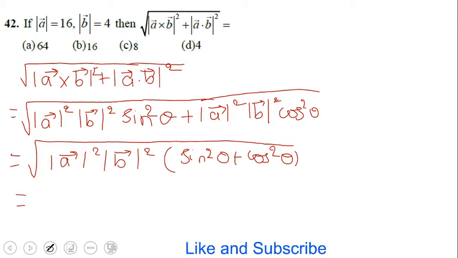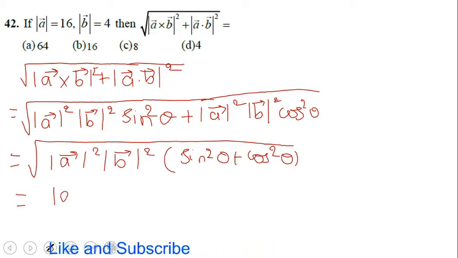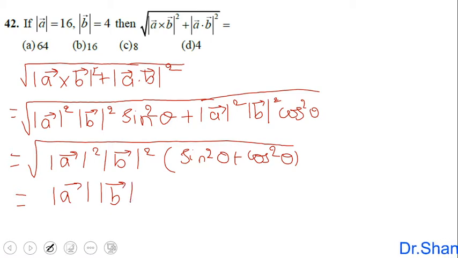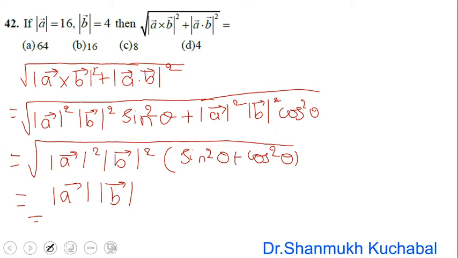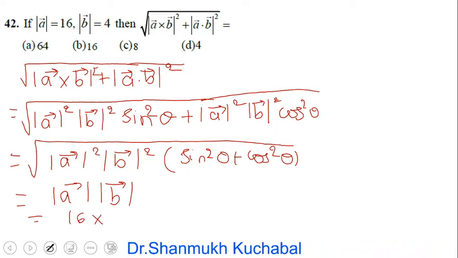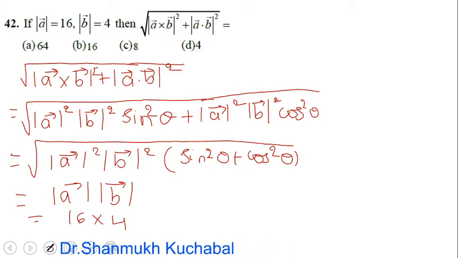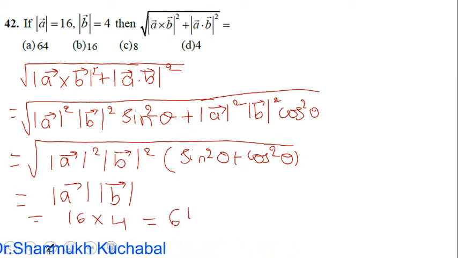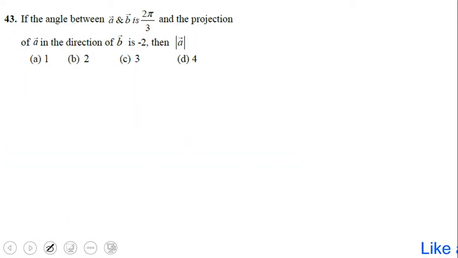Further, the square and square root cancel, so we get the magnitude of vector A. Similarly here also the square and square root cancel, and we get the magnitude of vector B. Then the magnitude of vector A is given in this example as 16, and the magnitude of vector B is given as 4. So 16 into 4, we get 64. Therefore option A, 64, is the right answer here. Okay, we'll move to our next example.